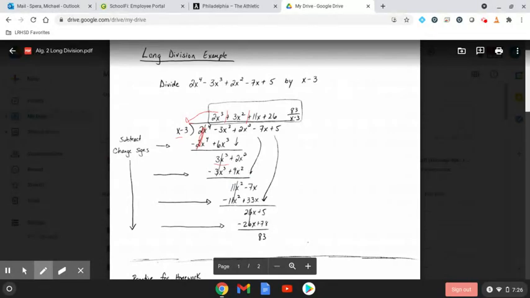After you multiply, change the signs. Subtract the quantity here. So a negative and a positive now cancel out. We combine like terms. We get 11x squared. I bring down the negative 7x. And again, we start over.